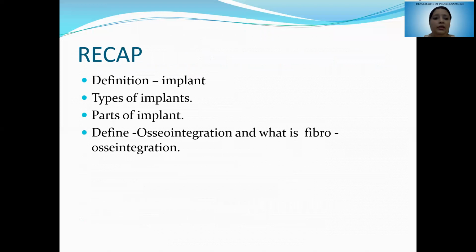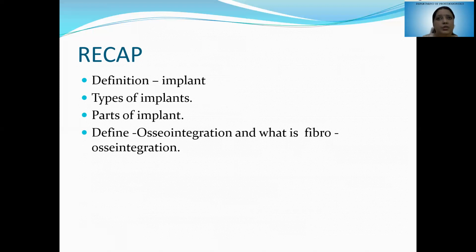So let us take a quick recap of what we have seen now. We know what an implant is. The different types of implants are the subperiosteal, endosteal, transosteal, and mucosal implants. An implant has three main parts: the implant fixture, which is placed inside the bone, the abutment, which connects the implant to the prosthesis, and the prosthesis, which can be a crown or a bridge, etc. We know what is osseointegration and what is fibro-osseointegration. What we need is osseointegration, that is the direct bonding or fusing of bone to a dental implant.